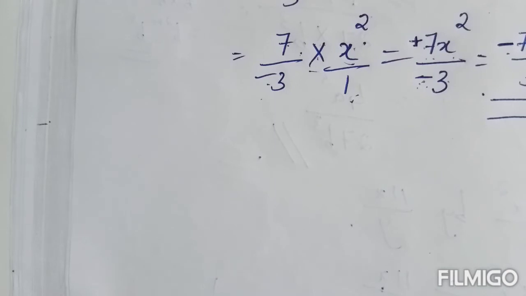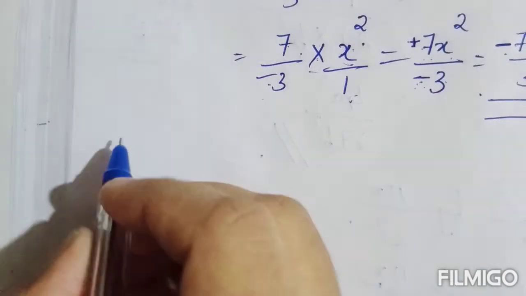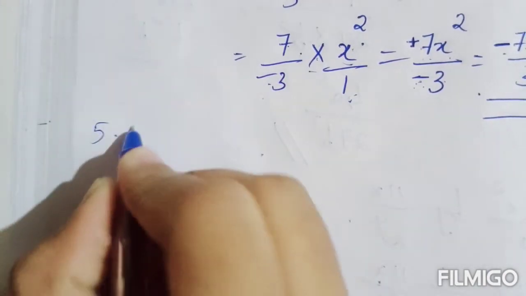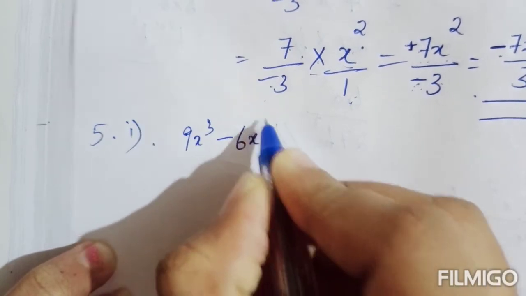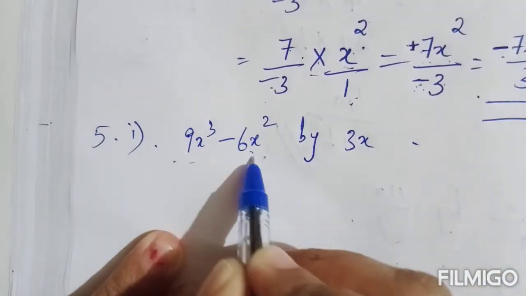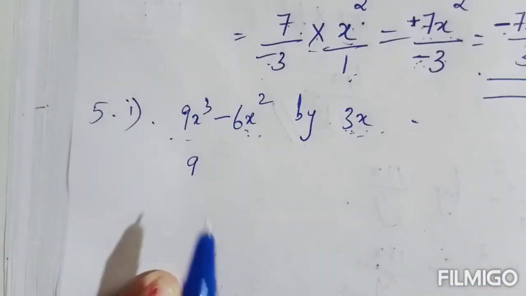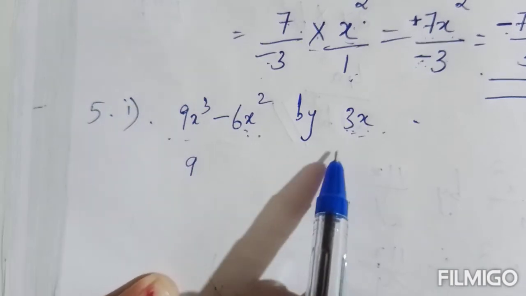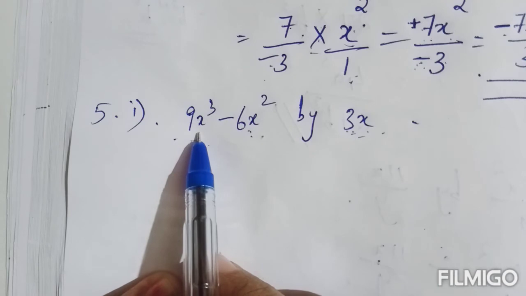Next topic, division of a polynomial by a monomial. So how to divide a polynomial by a given monomial. Okay. So fifth question, divide. In that first one, 9x cube minus 6x square, you have to divide by 3x. So this polynomial you have to divide by this monomial. Okay. So in order to divide a polynomial by a monomial, just divide each term of the polynomial by the monomial.